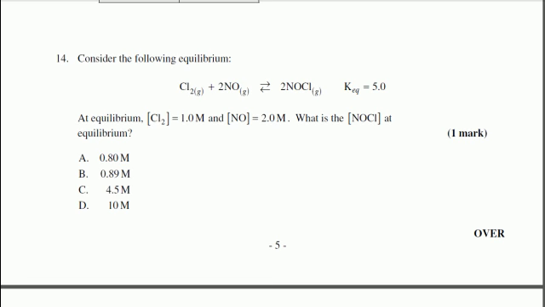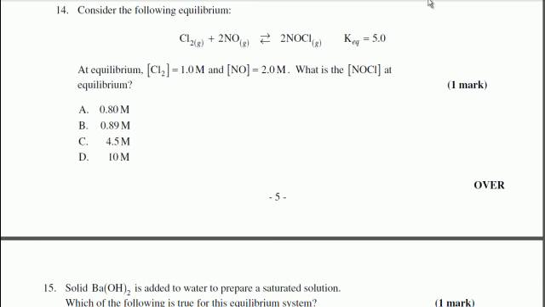Question number 14 now, and it says, consider the following equilibrium. We have chlorine gas and nitrogen monoxide making NOCl, and the KEQ equals 5. At equilibrium, the concentration of Cl2 is 1.0 molar, NO is 2.0 molar, and it says, what is the concentration of NOCl at equilibrium? So in other words, this is X.